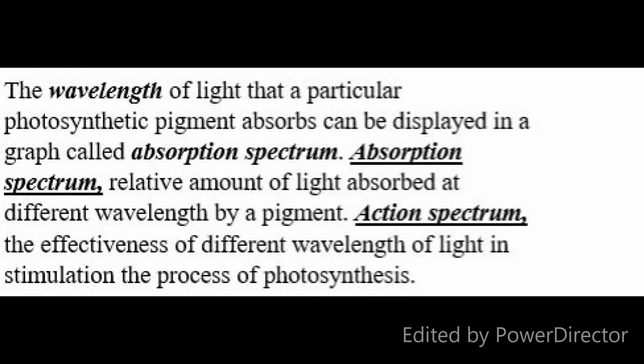The wavelengths of light that a particular photosynthetic pigment absorbs can be displayed in a graph called an absorption spectrum. Absorption spectrum means the relative amount of light absorbed at different wavelengths by a pigment. Another one is the action spectrum. Action spectrum means the effectiveness of different wavelengths of light in stimulating the process of photosynthesis.